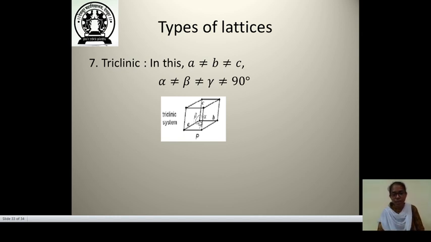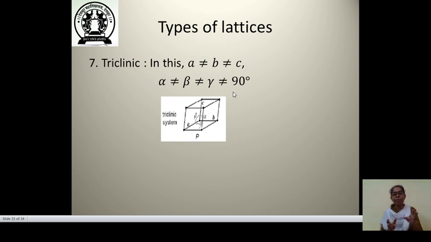The length of each side is not the same, therefore A is not equal to B is not equal to C, and alpha is not equal to beta, beta is not equal to gamma, and these are not equal to 90 degrees. This is all about the three dimensional Bravais lattices. They are cubic, tetragonal, orthorhombic, rhombohedral, hexagonal, monoclinic and triclinic. These are the seven different crystal systems in three dimensional lattices.